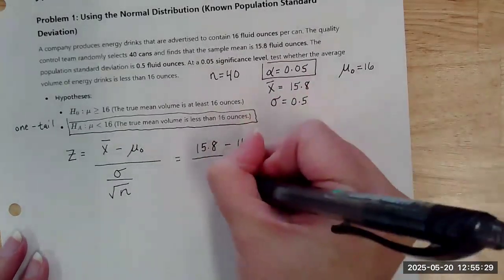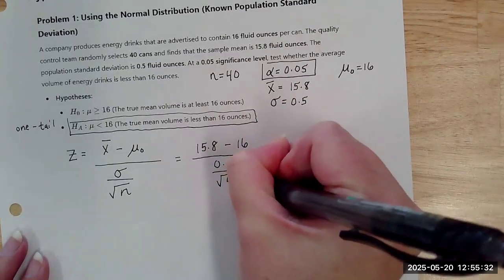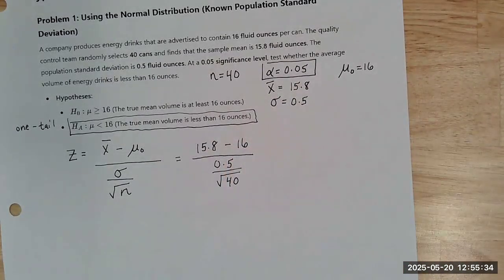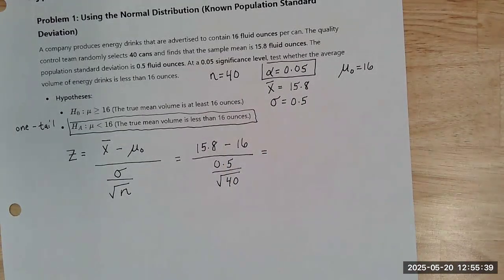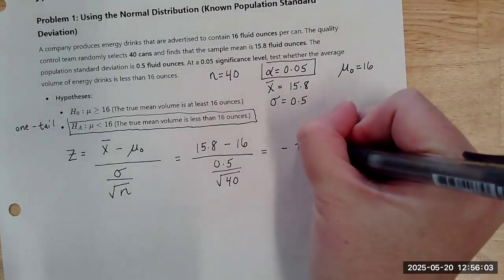And they told us that our N was 40. So we're going to divide by the square root of 40. So we got negative 2.53.